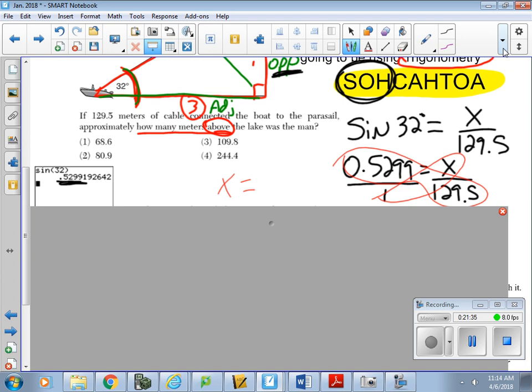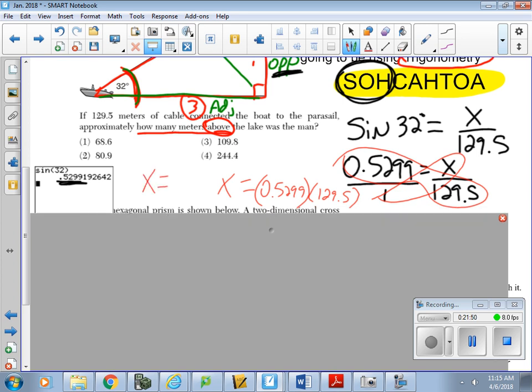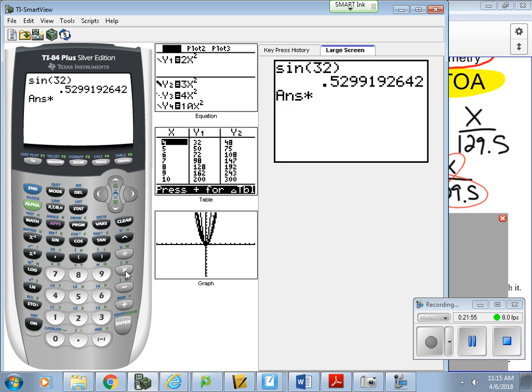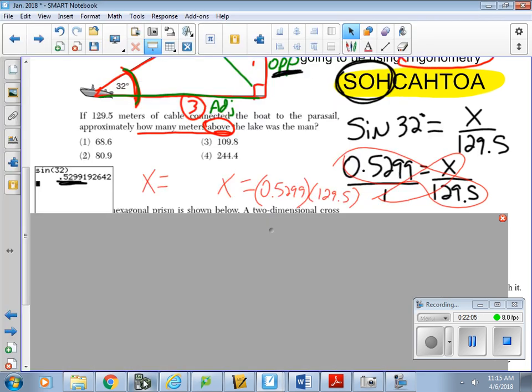All right, so x is equal to 0.5299 times 129.5, right? So just multiplying them by each other, okay? And then once you do it, you get x is equal to, and in the calculator, so I'm just going to do times 129.5, all right? And you end up with 68.6. There we go, 68.6 feet. And that is our answer.